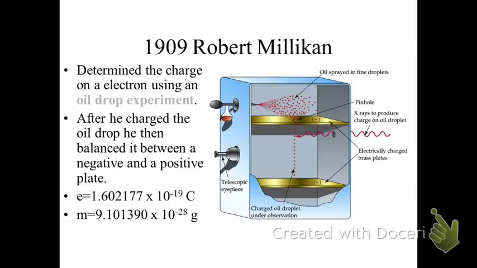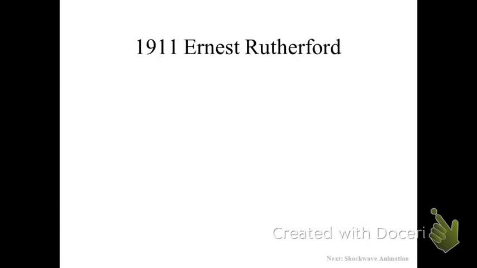In 1909, Robert Millikan actually was able to figure out the charge of an electron, and he basically suspended it in an apparatus between two magnetic plates to figure out its mass to charge ratio. You don't have to know anything about how Millikan did it. One of the most important people is Rutherford.